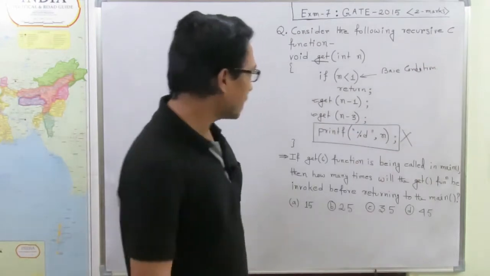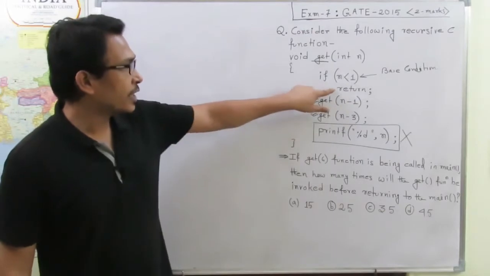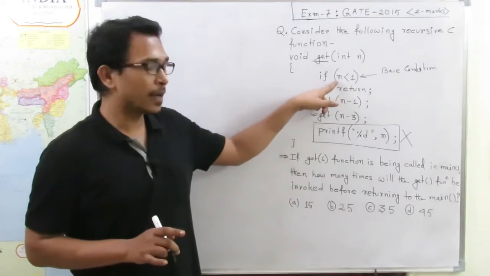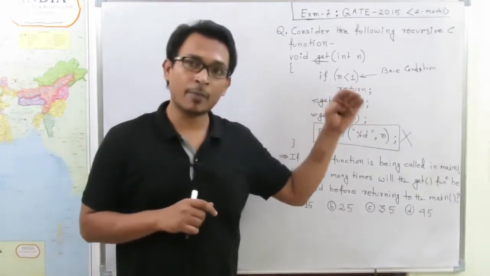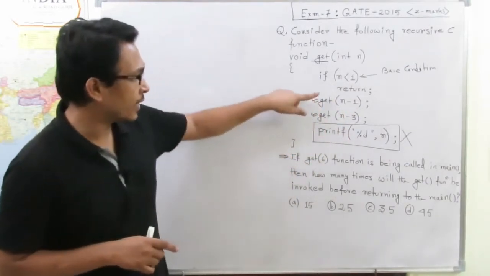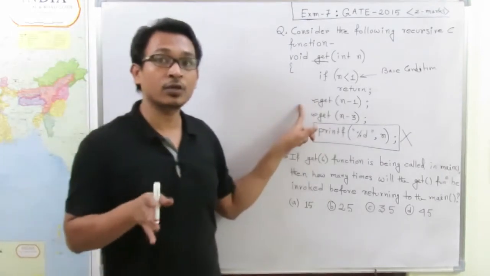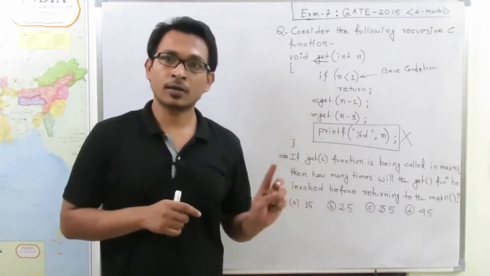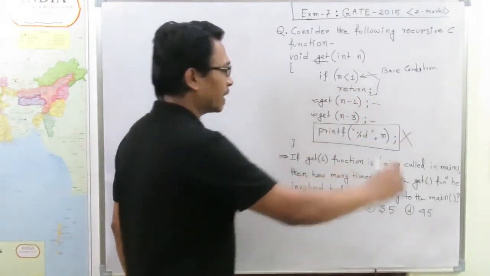What does it mean? This means until n becomes less than 1, this return will not execute. Clear? Until this condition becomes true, that means the value of n becomes less than 1, till that point of time this return will not execute. That means the system will execute this get function and this get function. Both of these get function calls will execute until we get the value of n less than 1. So we just focus on this base condition and these two function calls.